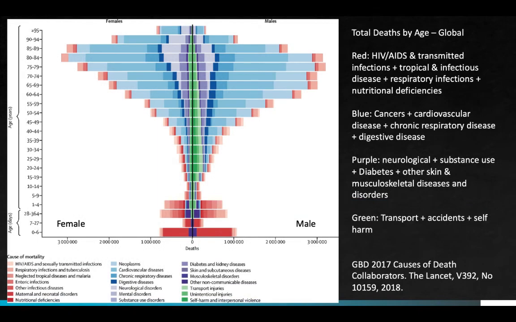This graph and the next few are from a very large study published in 2018 in the Lancet journal. The study is known as the Global Burden of Disease Study, and it's a comprehensive analysis of when and why we as human beings die.